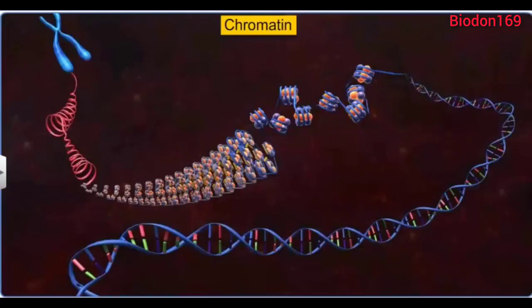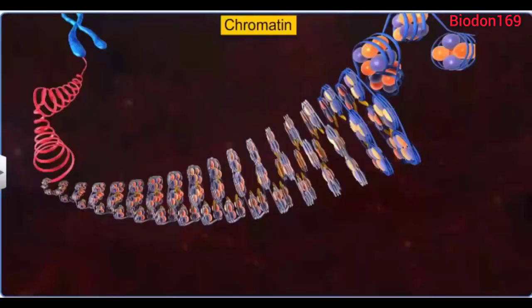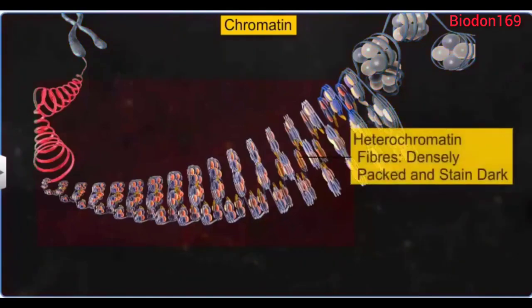In a typical nucleus, euchromatin fibers of 30 to 80 nanometers in diameter are loosely packed and stain light. On the other hand, heterochromatin fibers of about 300 nanometers in diameter are more densely packed and stain dark.